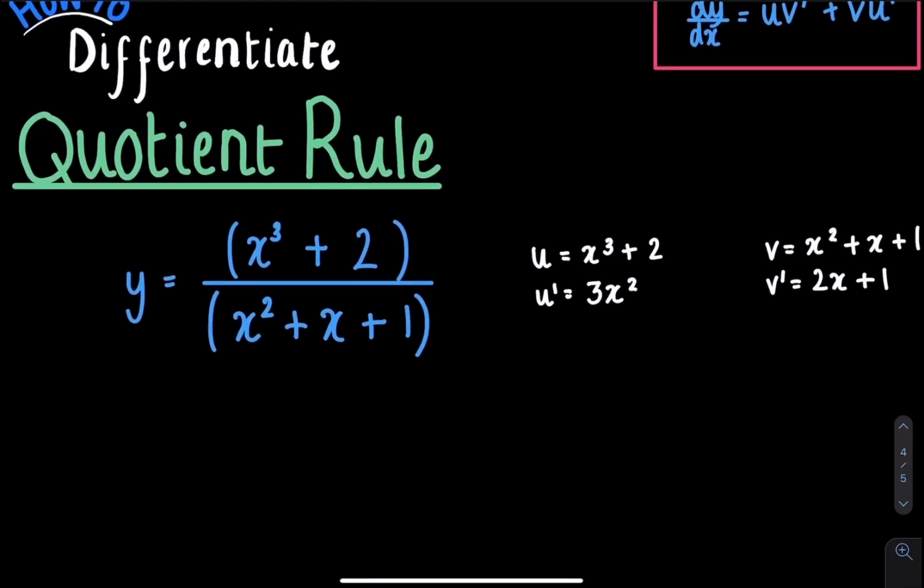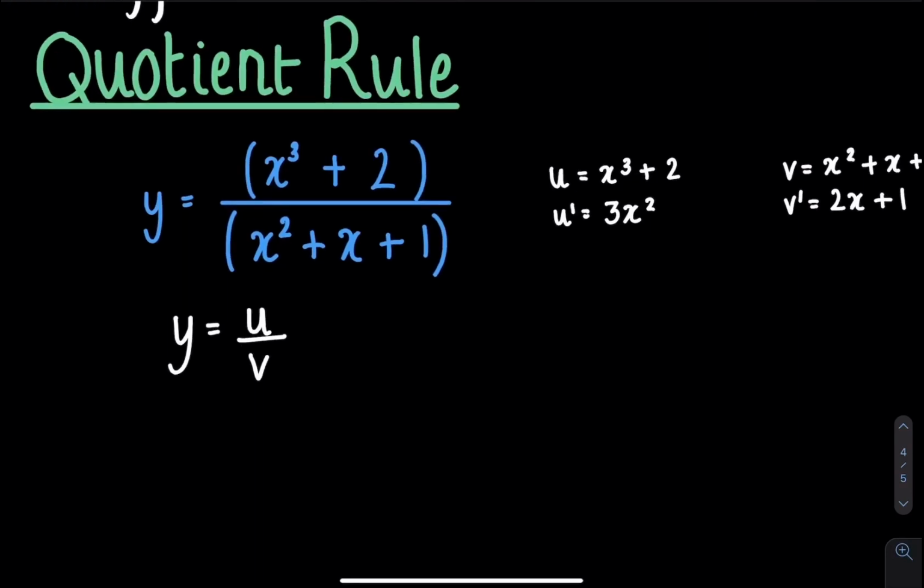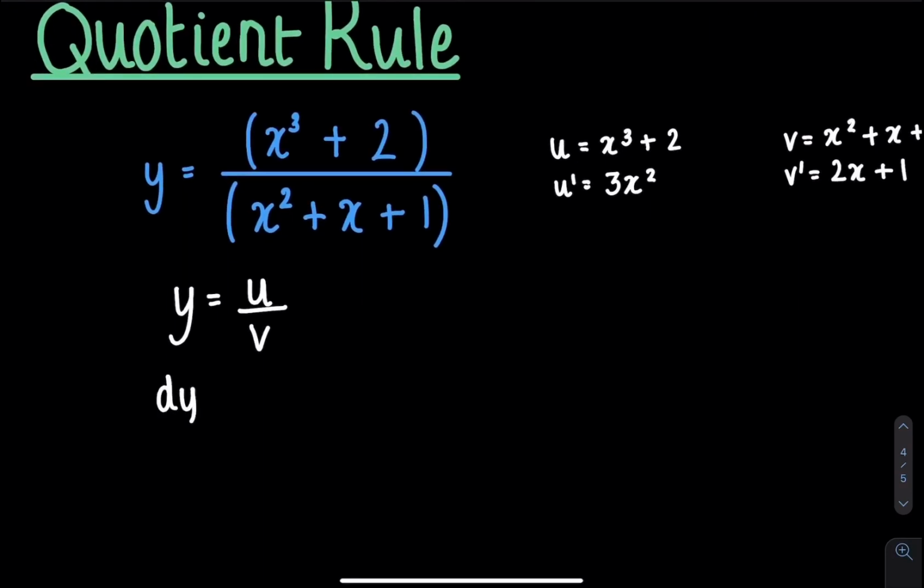So now y is equal to u over v, where u and v are both functions of x. So the differential of y with respect to x is u dash v minus v dash u all over v squared. This means the top differentiated multiplied by the bottom minus the bottom differentiated multiplied by the top all over the bottom squared. I know it might seem a bit complicated, but if you remember the formula, once you've done this, all you have to do is substitute.